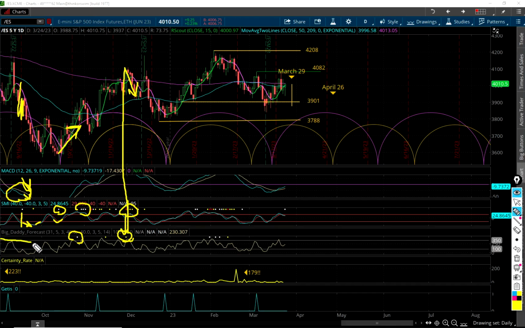Well, this is my own indicator I created called the Big Daddy Forecast. This forecasts the market, just like it says in its name. It's predicting what the market's going to do before it happens.